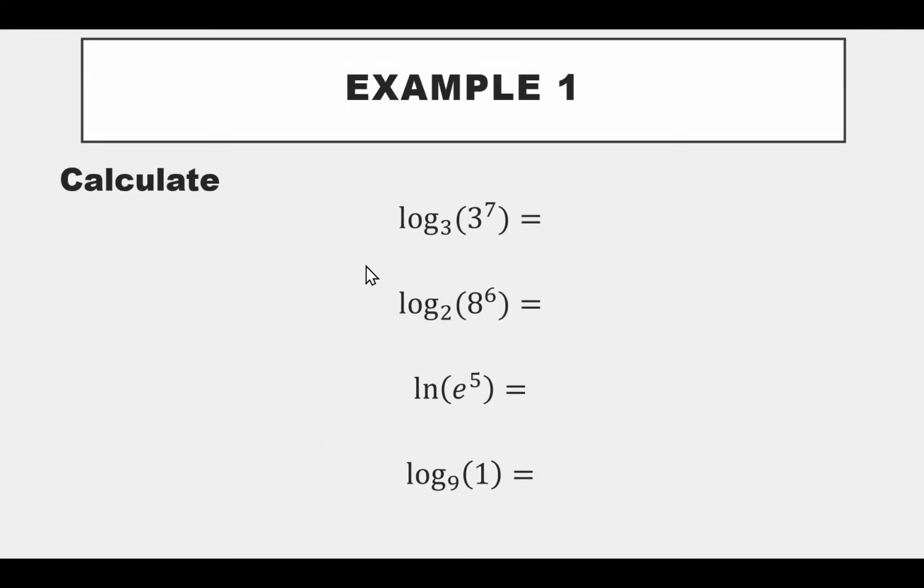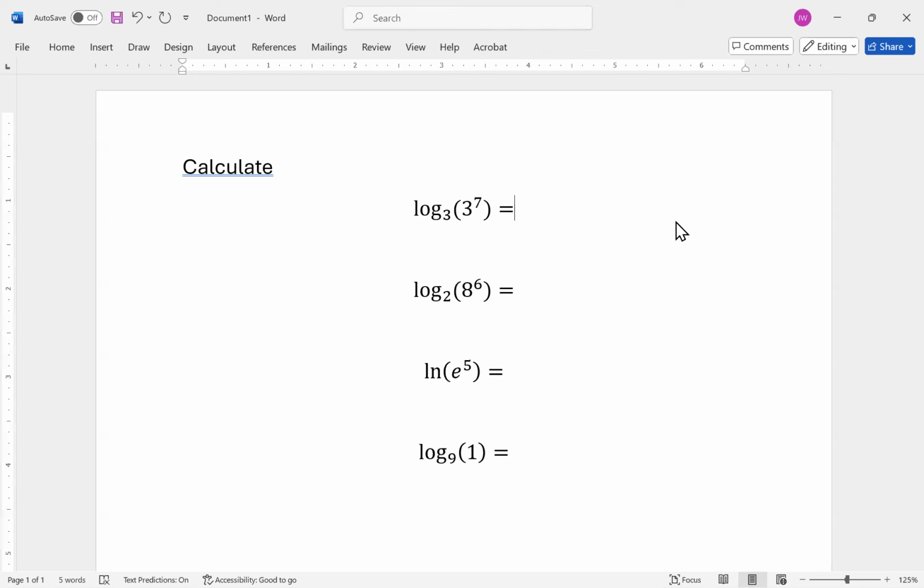Let's do some calculations, and we'll quickly go through these calculations and show you how it's done. In the first case, since the base of the logarithm is the same as the base of the exponent here, so base 3, we get out a 7.